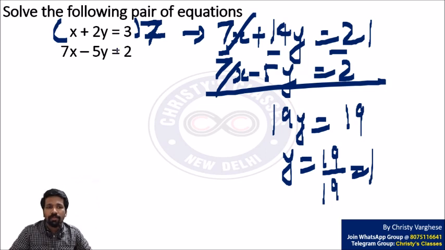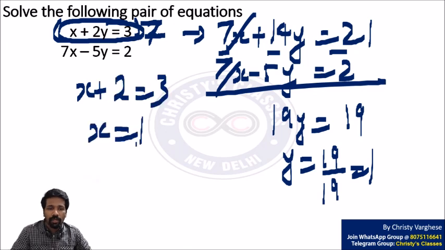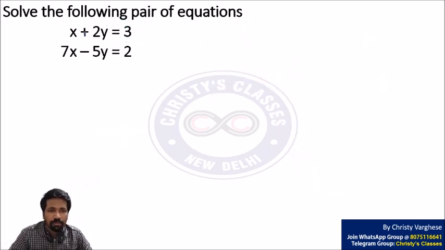And that 1 you substitute in any of the equations here, you will get the value of x. x plus 2 into 1 is equal to 3. So x is equal to 1. That is called the elimination method of doing. Second is called the substitution method.